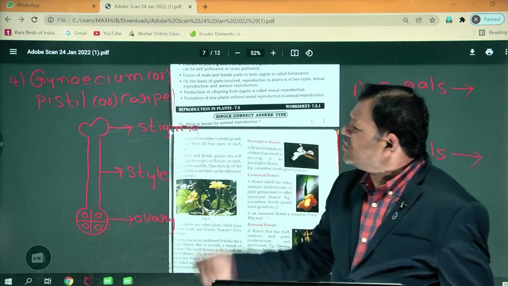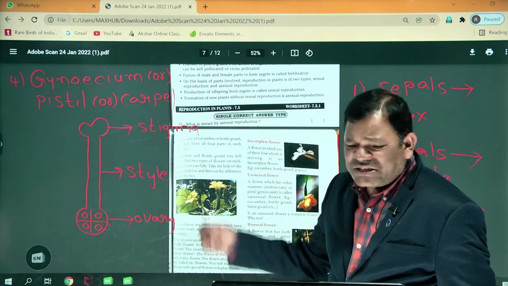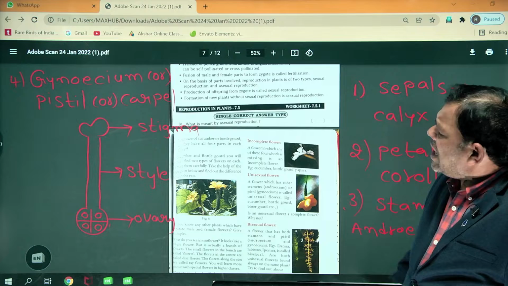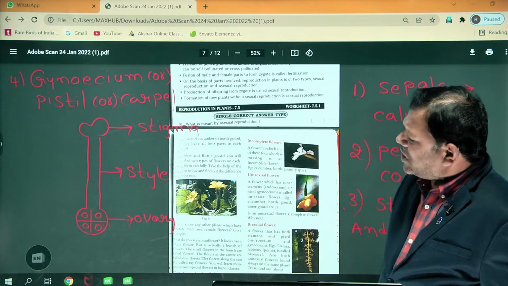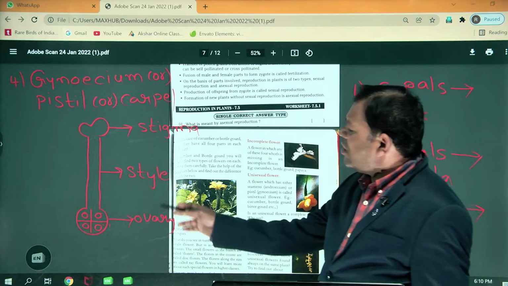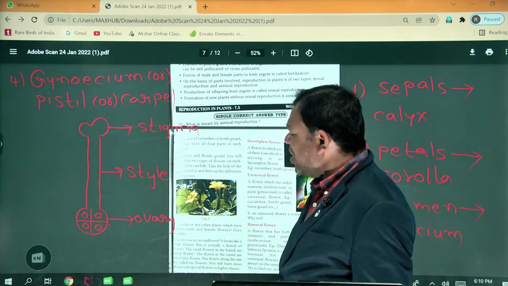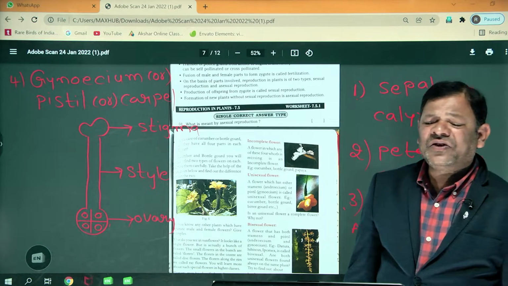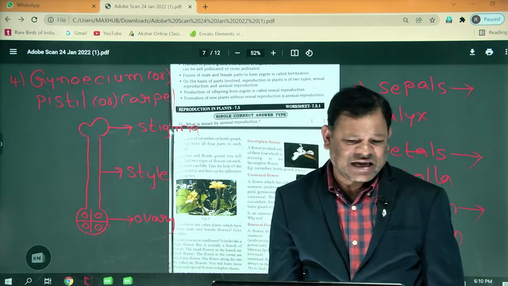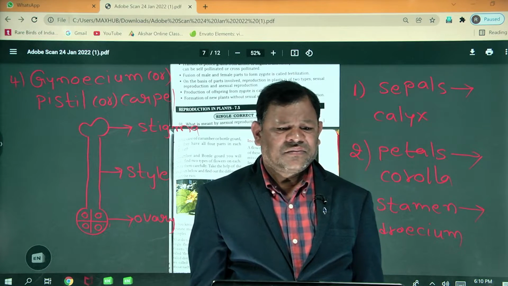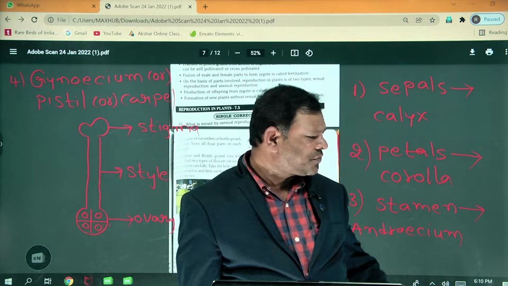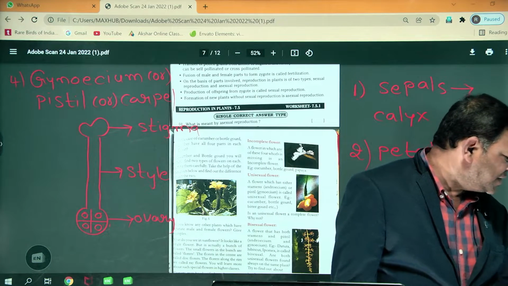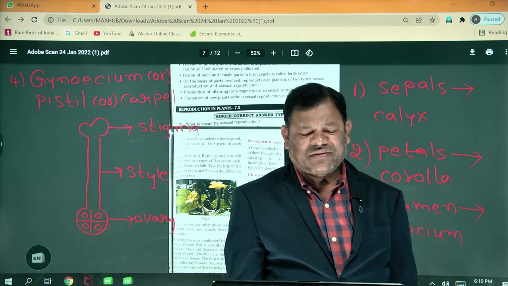So, the fourth row is known as the gynoecium. Another name for gynoecium is the pistil. Another name for pistil is the carpel. In the gynoecium, three important parts are present: ovary, style, stigma. In the ovary, ovules are present. These are the future seeds. Is it clear, Chaitanya? Yes, sir.